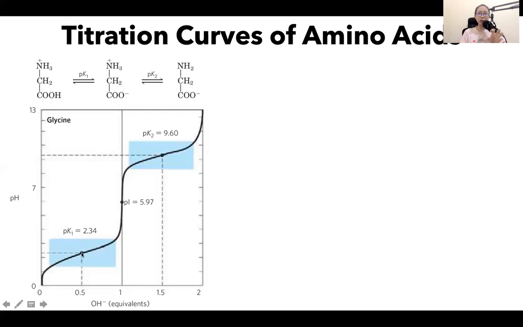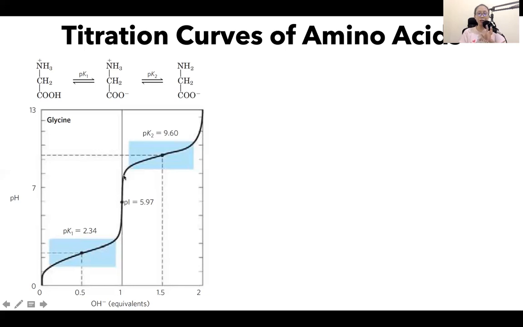At pK1, we have equal amounts of the two, and if we increase the pH further, we will have more of the Zwitter ion and less of the positively charged glycine. And then we reach the equivalence point. So there's a steep change in pH. At this point, all of your positively charged glycine has been converted to the Zwitter ion.